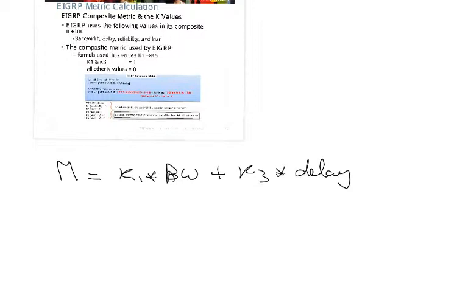So when K1 is 1 and K3 is 1, the metric is basically bandwidth plus delay. As simple as that. So this is the default mode. However, logically, you cannot sum bandwidth with delay. Why?